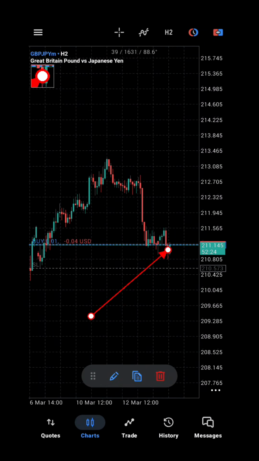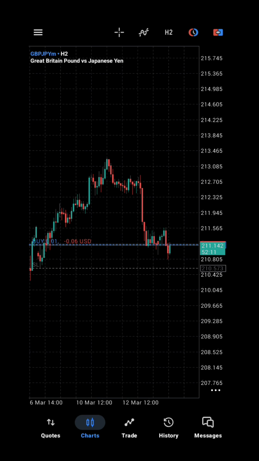Just entered longs right now above this zone, 211. Above 211, and my target is right around 214. So let's see how this position plays out, and let me take you to TradingView so that I explain my thought process and why I entered this position.